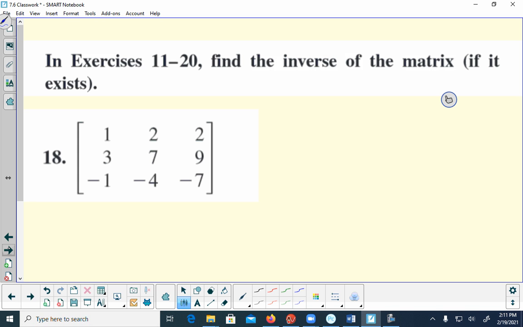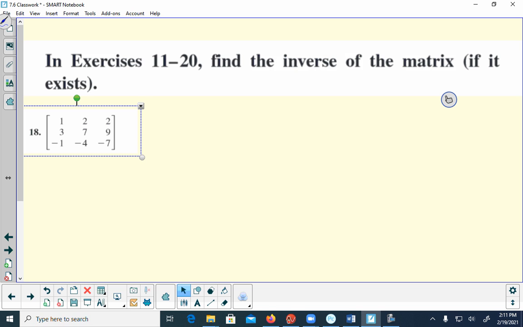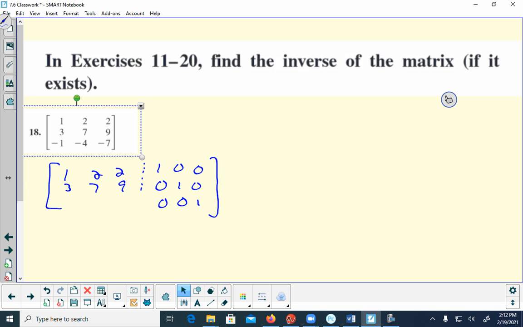The only way I can find the inverse of a 3 by 3 is to do that where I find the identity matrix. So I'm going to create an augmented matrix of sorts. So 1, 2, 2, and then put my 3 dots, and then I'm going to write the identity matrix over here. I'm just going to write it all at once. It's easier for me to do it that way. And then here's 3, 7, 9. And then -1, -4, -7.